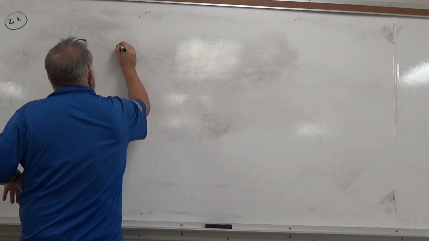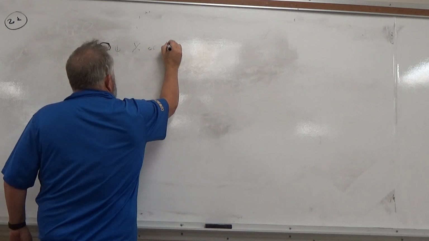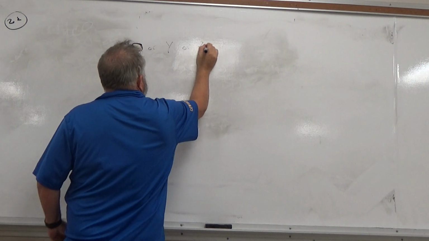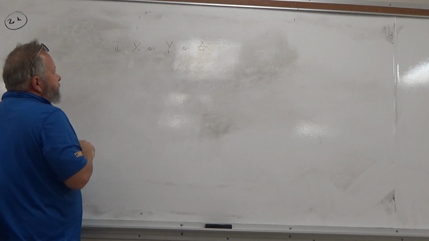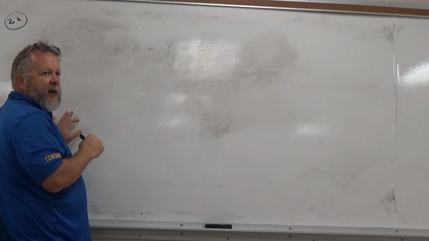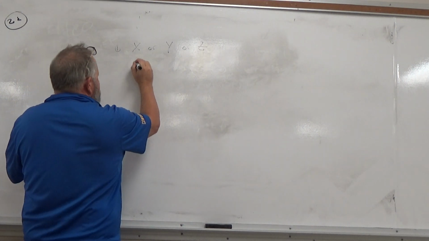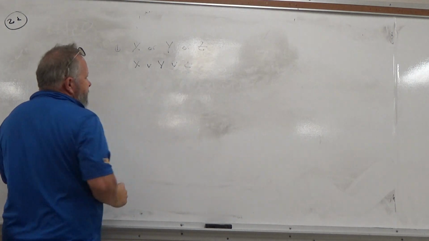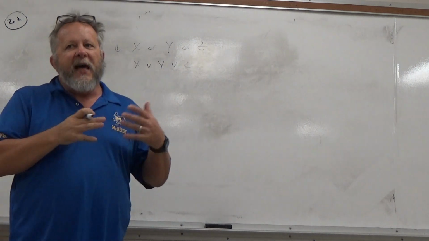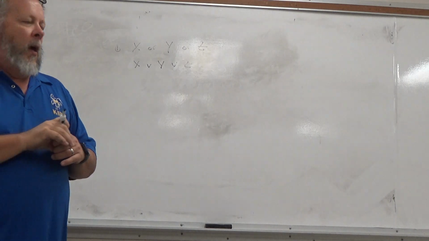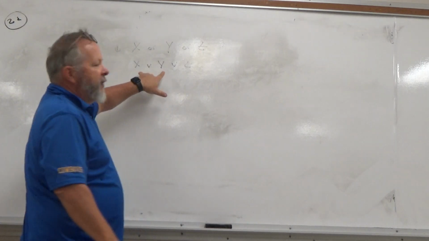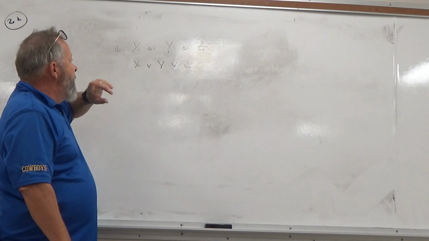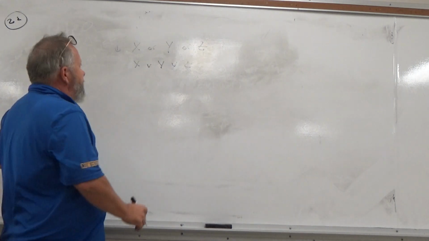So number 1 says X or Y or Z, I believe. Now, here's the problem. If we just put in the logical operators, we get X or Y or Z. Now, there is no order of operations, not even left to right. So is this a well-formed formula? No, it is not, but we can make it one.